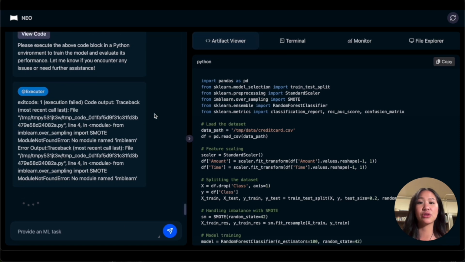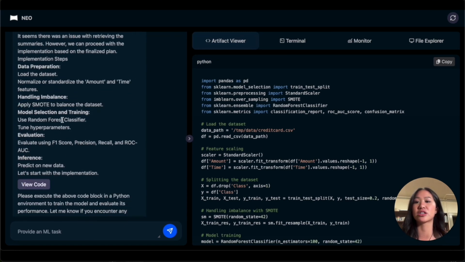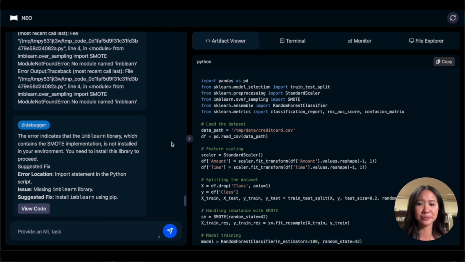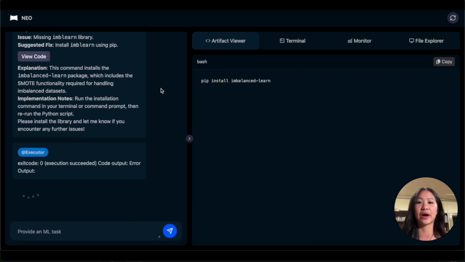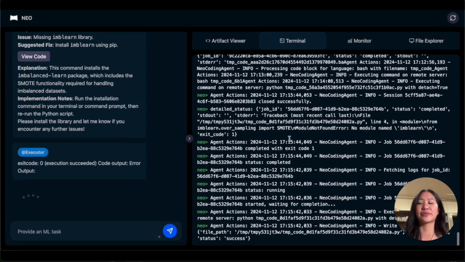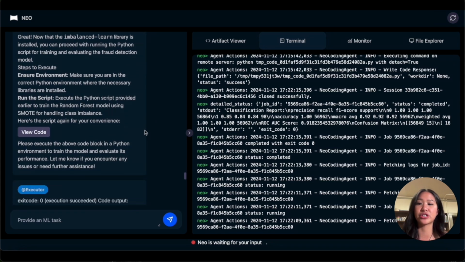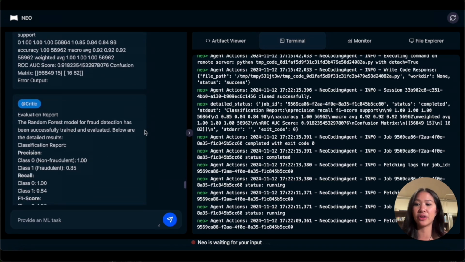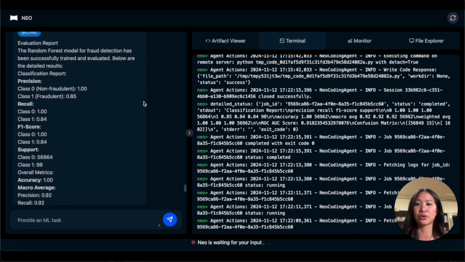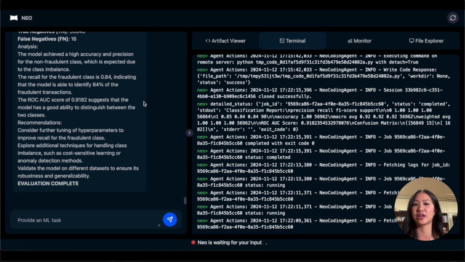And then it executed that plan, so it went ahead with running the training and the experimentation. And then once these things were run, Neo was able to provide us with an evaluation, which included precision, recall, and also an F1 score. So, as you can see, the evaluation is on the chat on the left.